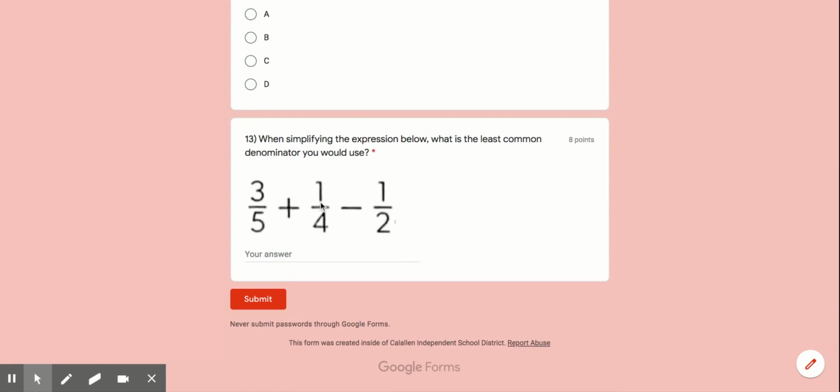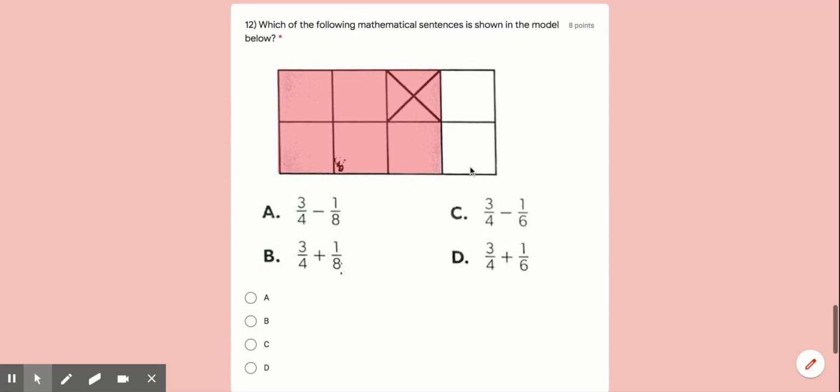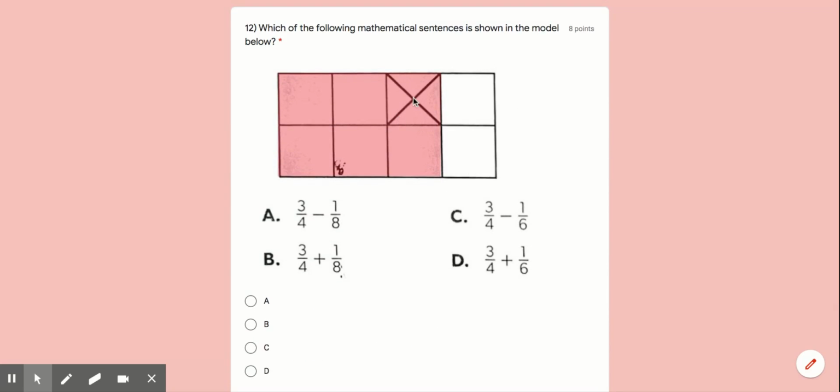Your final question is going to be a short answer question, so you're going to have to type your answer in. When simplifying the expression below, what is the least common denominator you would use? You're not even having to solve it, just finding the least common denominator of these three fractions. So make sure you're listing the multiples of all three numbers and then finding the one that they share. Number 12, you're trying to figure out what problem this is solving. Remember, the red is your original piece, and you are taking away this box. So what would that represent?